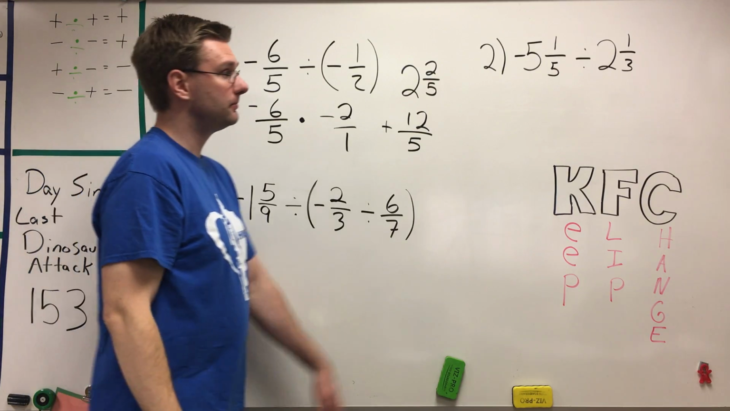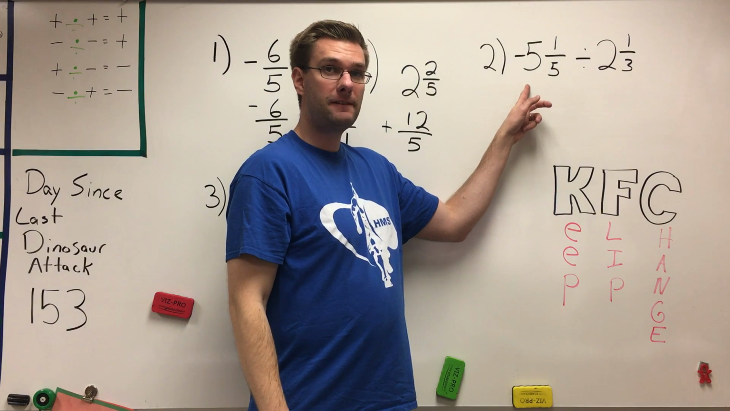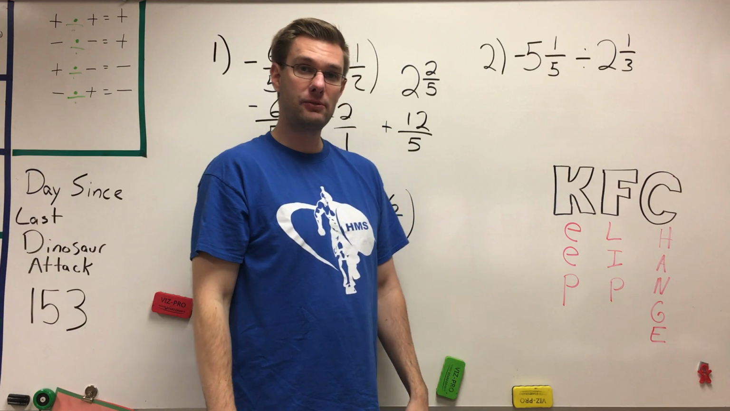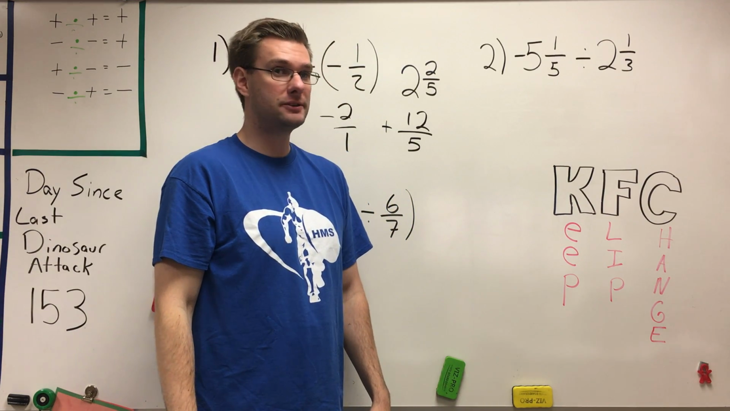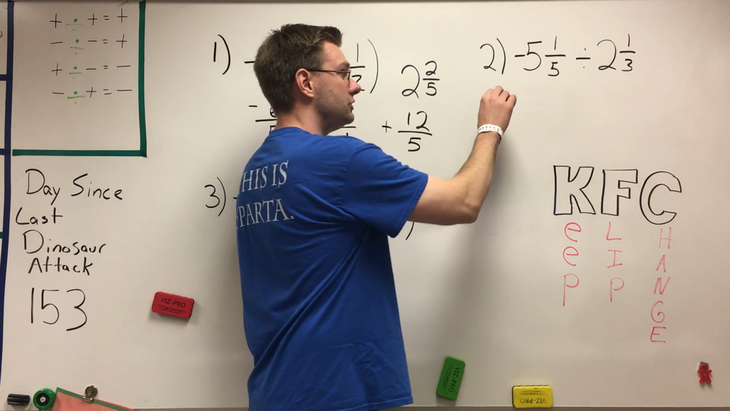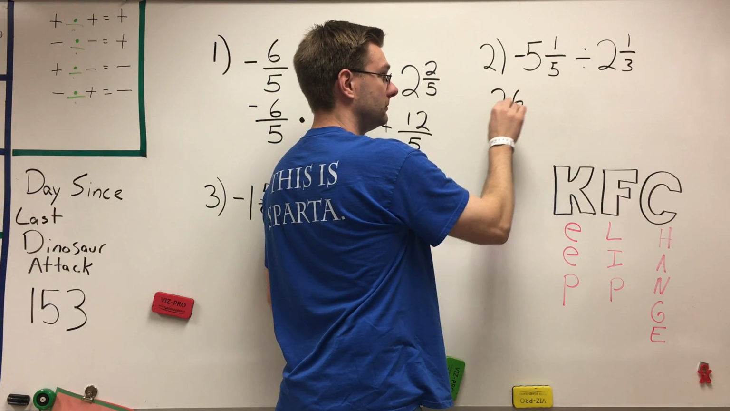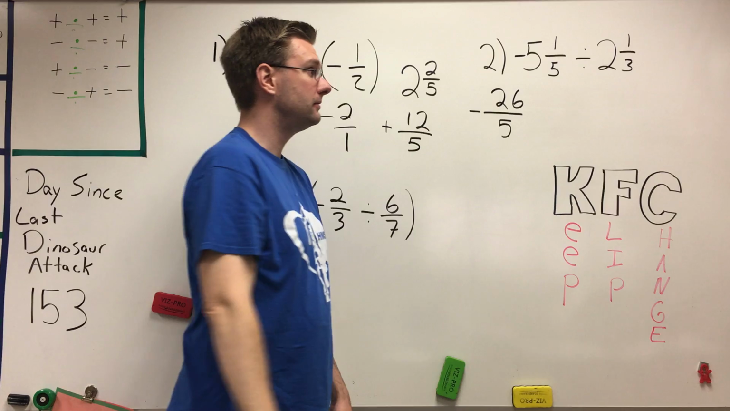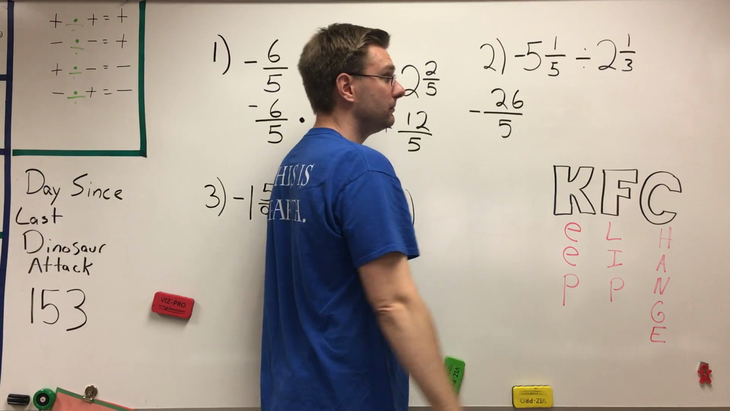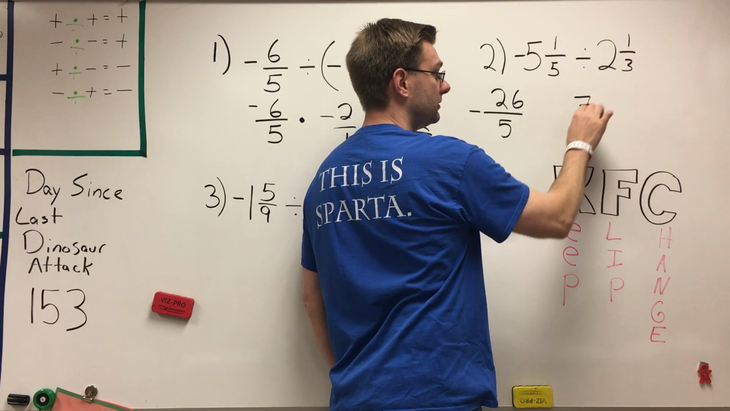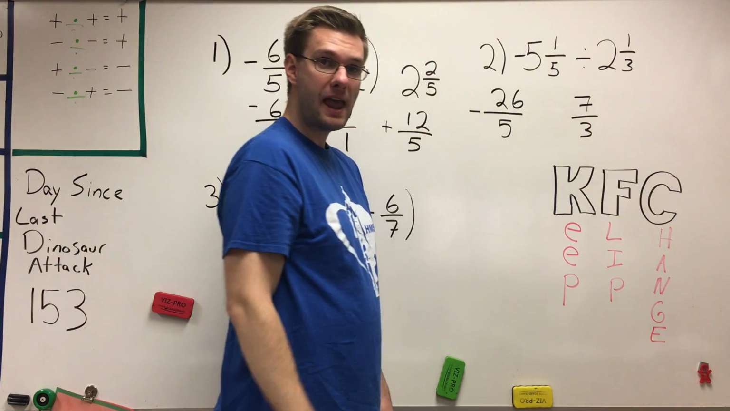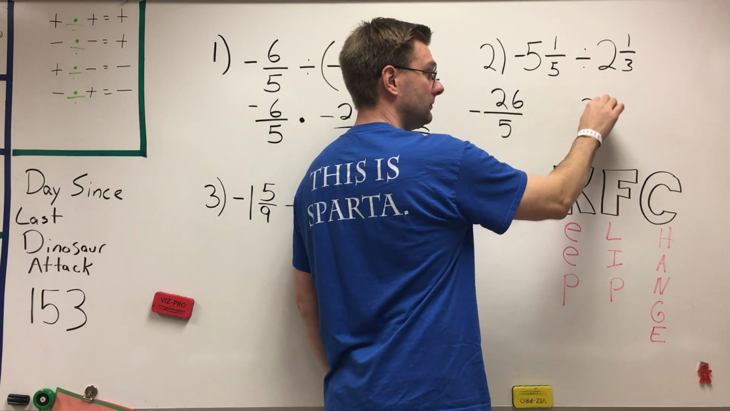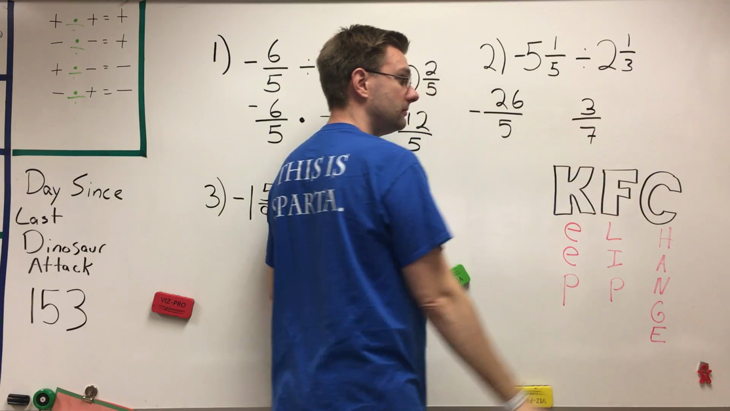Let's try another one together. We have -5 and 1/5 divided by 2 and 1/3. Just like when we're multiplying fractions, we cannot multiply mixed numbers. We need to change them into improper fractions. That becomes -26/5. We keep the first term. Turn this into 7/3. And then we need to flip it. We need to turn it into its reciprocal and get 3/7.